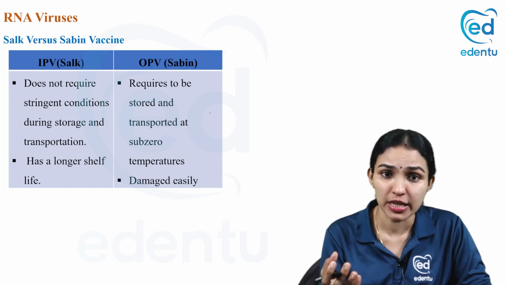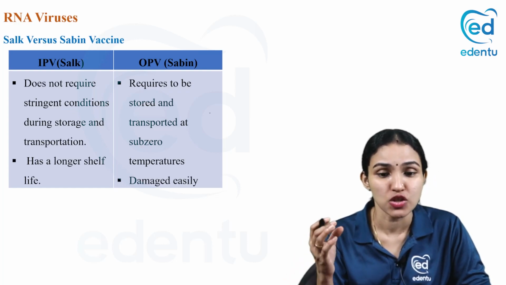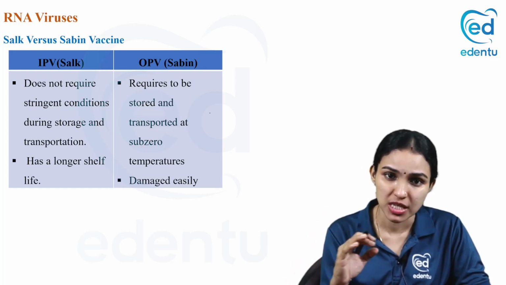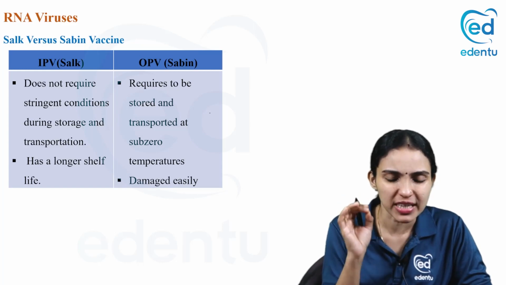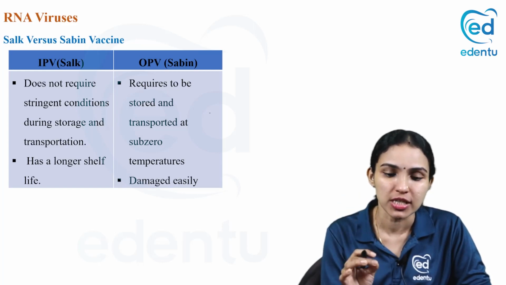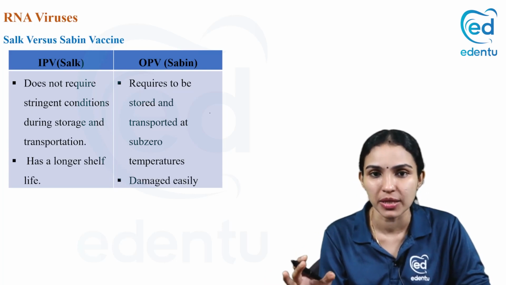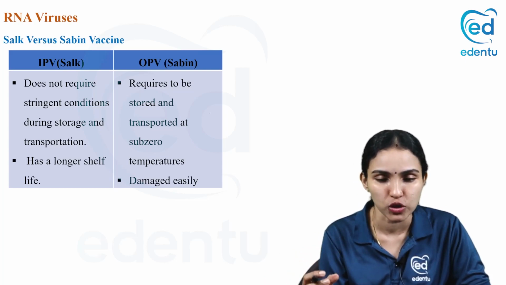It has a longer shelf life, whereas OPV has to be stored and transported at sub-zero temperatures. You have to be very strict in the storage conditions, otherwise it will be easily damaged. So that is a disadvantage with OPV.